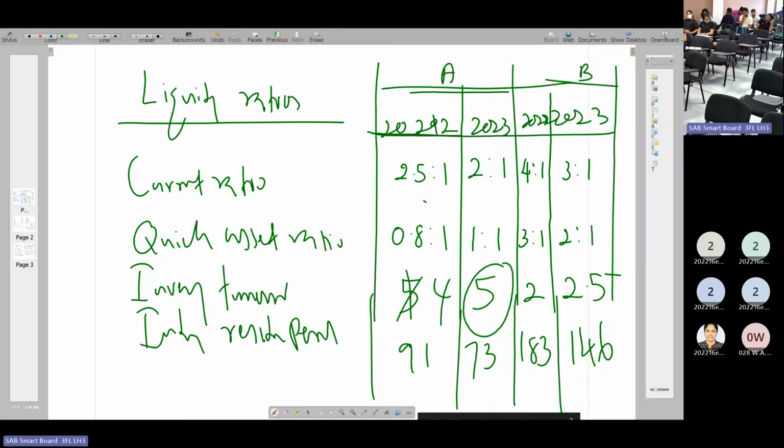Then you need to understand the connection between inventory turnover and the inventory residence period.